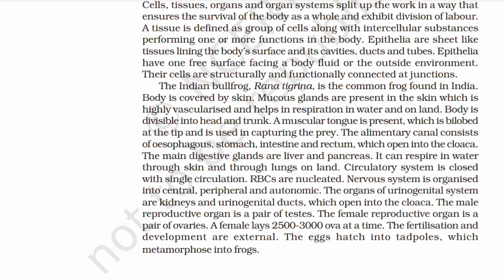With this, we are done with the NCERT reading of Class 11, Chapter 7, Structural Organization in Animals.